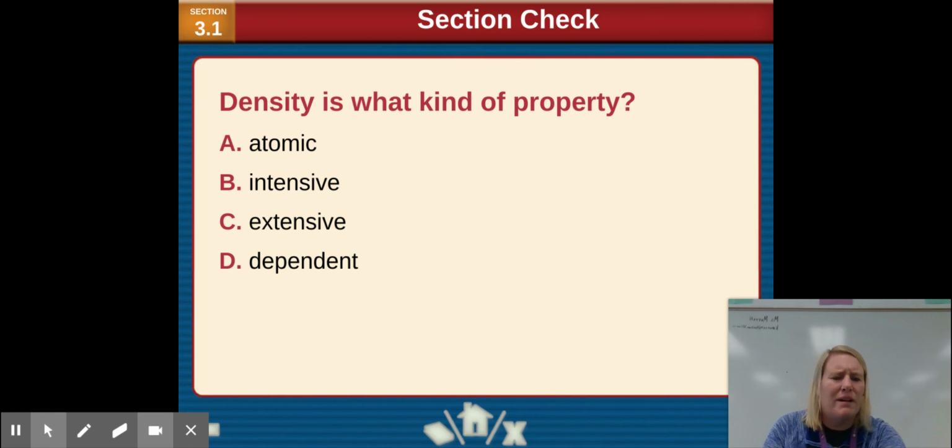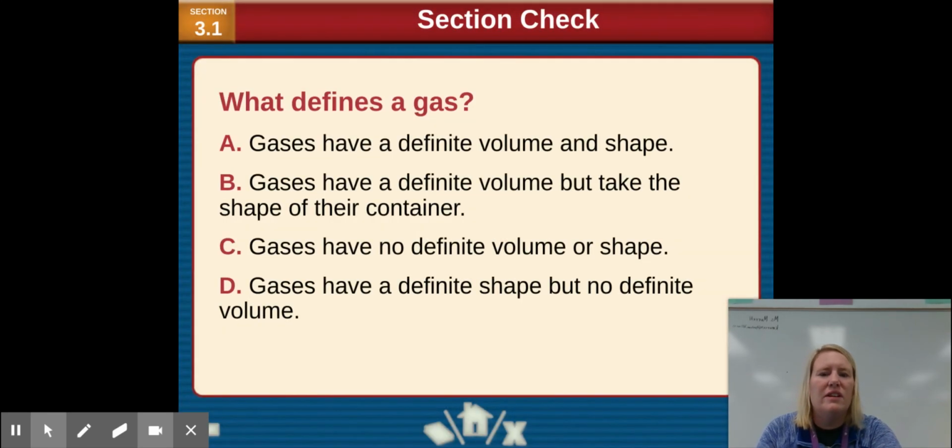Density is what kind of property? Think through that, see if you can figure that out. The correct answer is intensive, meaning that it doesn't matter how much you have. And then the last question is, what defines a gas? The correct answer is that gases have no definite volume or shape. Remember, think of that balloon.